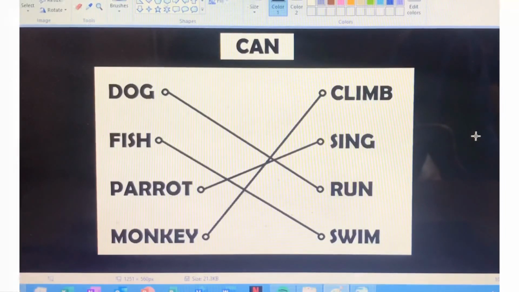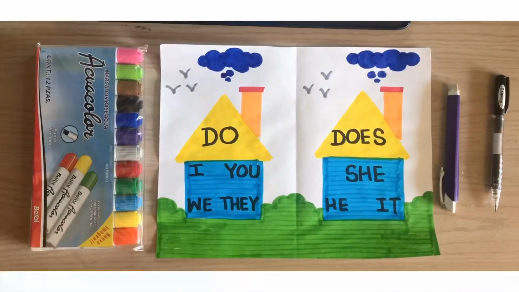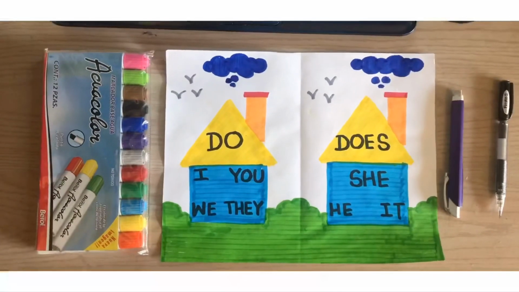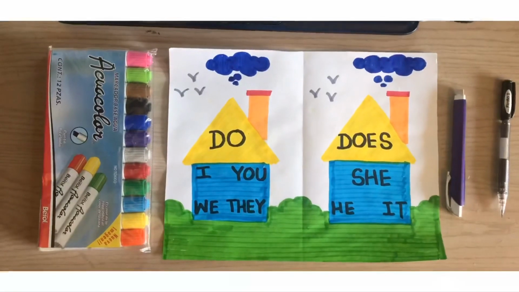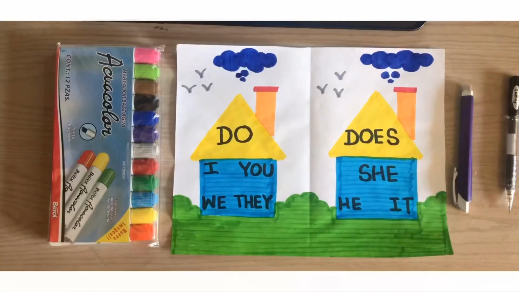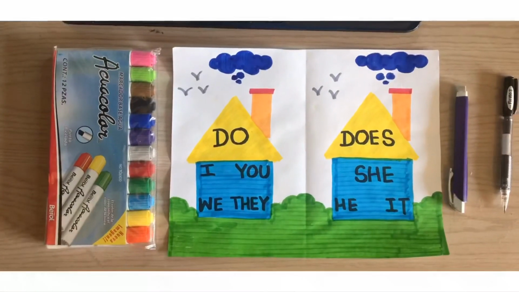Okay, guys. Now we will move to our project. Let's move on. Okay, guys, this is today's project. And for today, we will draw in a sheet of paper 2 houses that look exactly the same, but they will have different things inside of them.